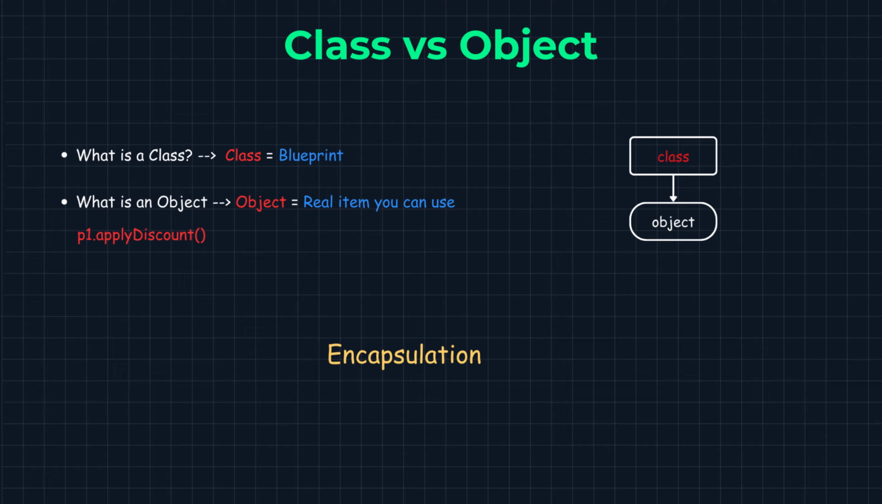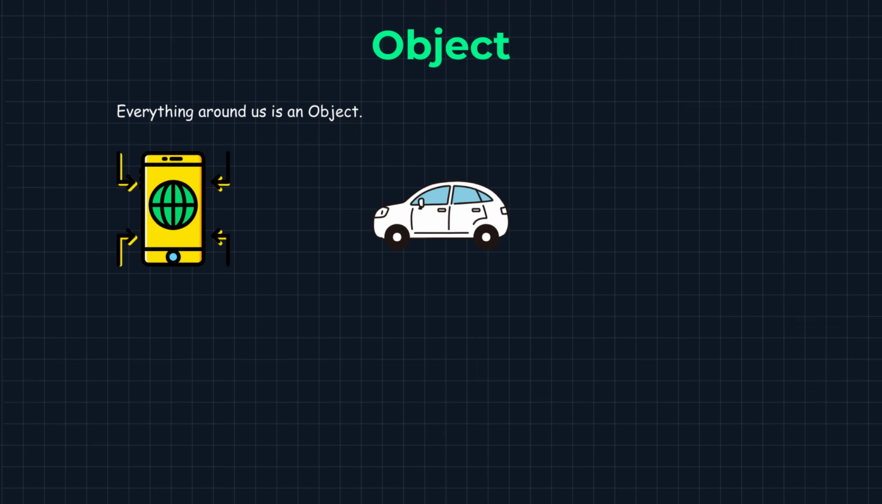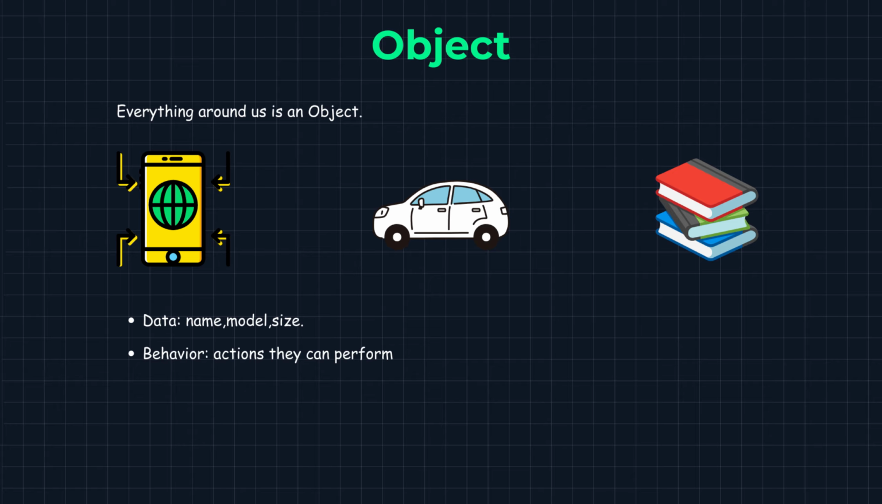And this is exactly what we call encapsulation, keeping the data and the behavior bundled together in one place. Everything around us is an object: your phone, your car, even your books. All of them are called real world objects. Each one has two things.